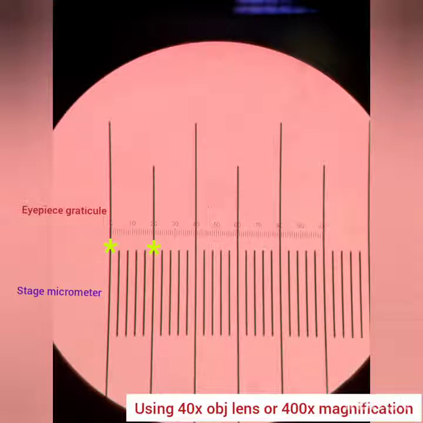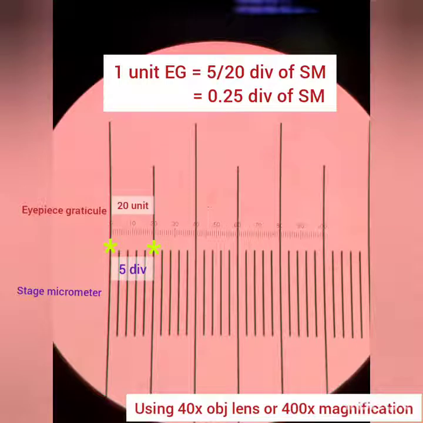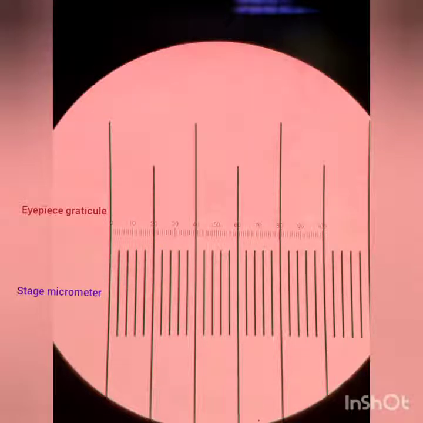Now we need to count the units or divisions in these overlapping regions in the stage micrometer and eyepiece reticle. We can say 5 divisions of the stage micrometer equal 20 units of the eyepiece reticle, meaning that 1 unit of the eyepiece reticle equals 0.25 divisions of the stage micrometer. Again, please remember that it is the stage micrometer that has the actual measurement scale on it.